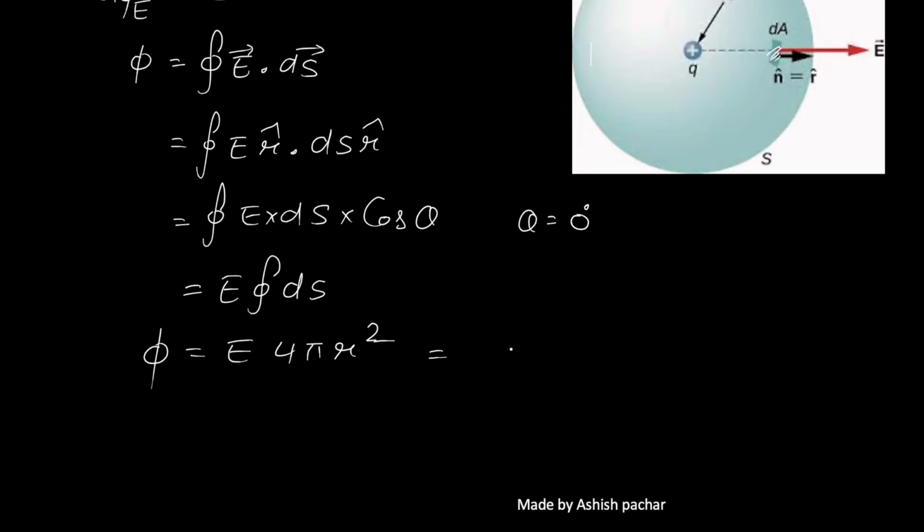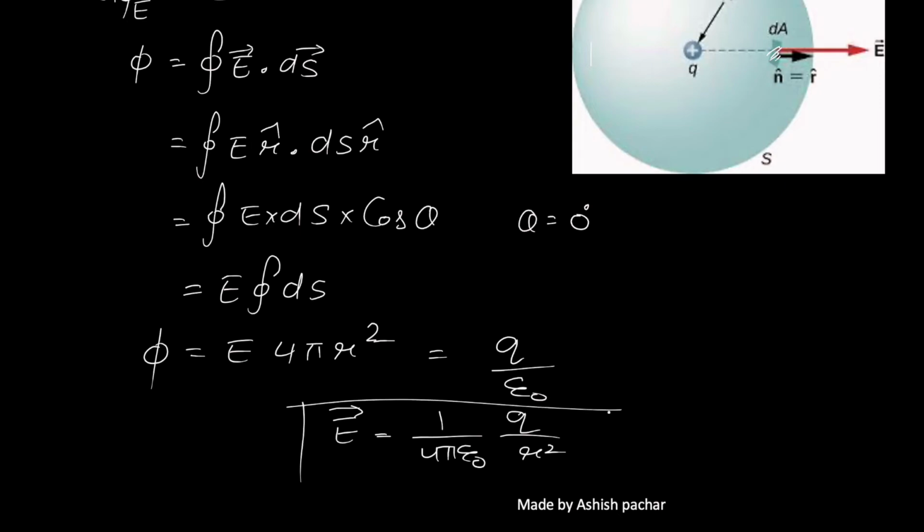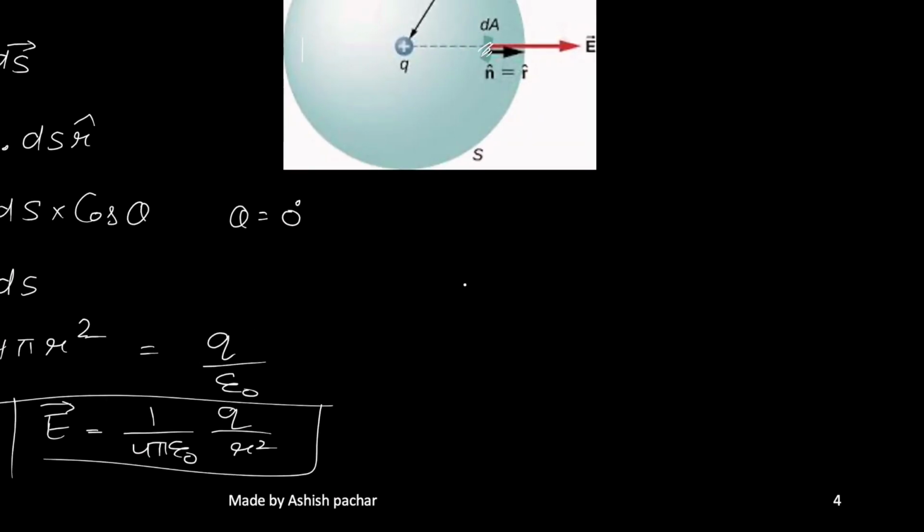From the Gauss theorem we know that the total flux is equal to q by epsilon naught, and then the E vector comes out to be 1 by 4 pi epsilon naught into q by r square. This is the electric field due to the point charge, and then you can find out the force from it.